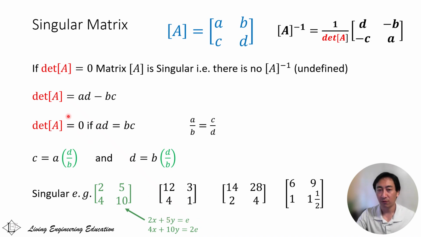So if you solve for your determinant and you find that you have a singular matrix, you need to go back and make sure that your matrix or your problem statement is well defined, because a singular matrix tells you that your problem is not well defined.